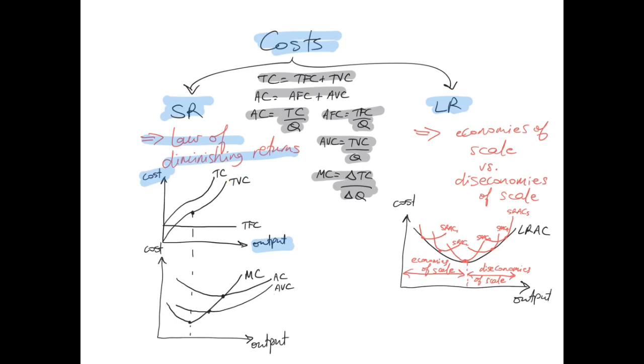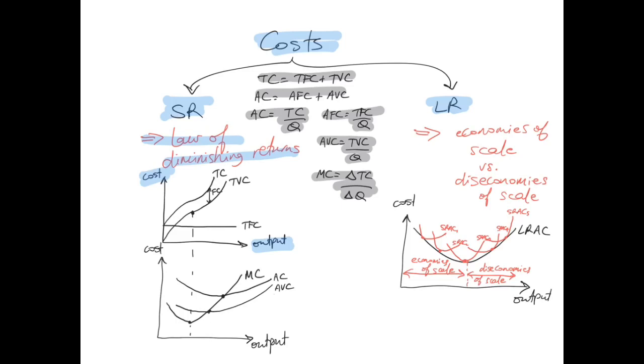When total product is increasing at an increasing rate, total variable cost is increasing at a decreasing rate, and then diminishing returns set in and total variable cost starts to increase at an increasing rate. Total fixed cost is fixed, it's a horizontal line. And when you add both together, you will get a total cost curve that is parallel to the TVC curve, and the vertical distance between both curves is the total fixed cost.